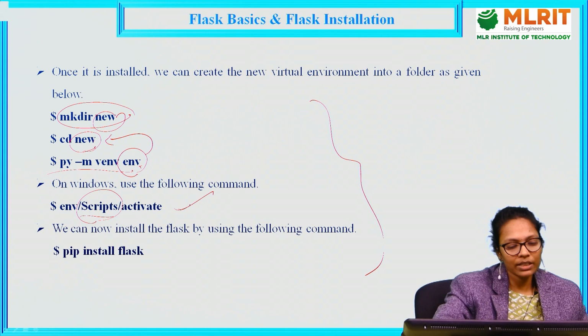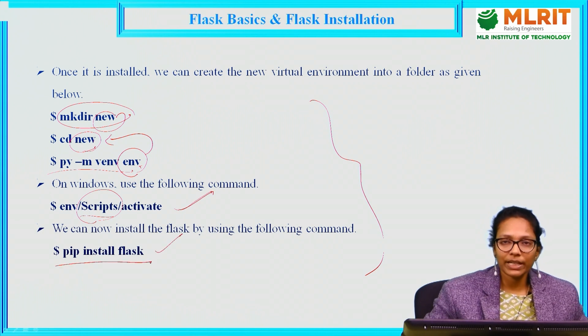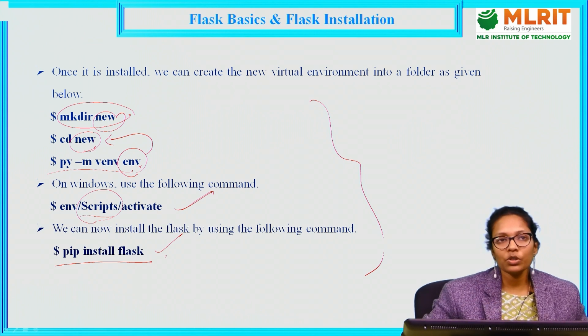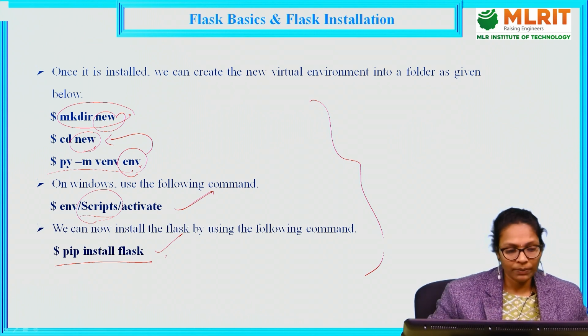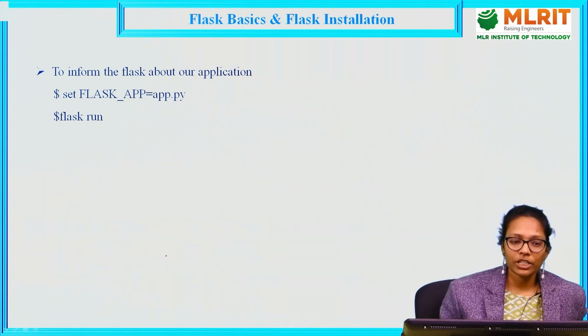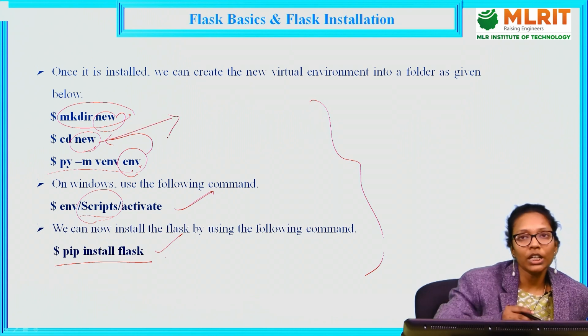After activating this, we have to install Flask using this command: pip install Flask. Whenever you write this command, the libraries and modules related to Flask will be installed. After that, you can write your Flask applications, and you should save your Flask application with the extension .py. Those applications we can save in our folder called new.